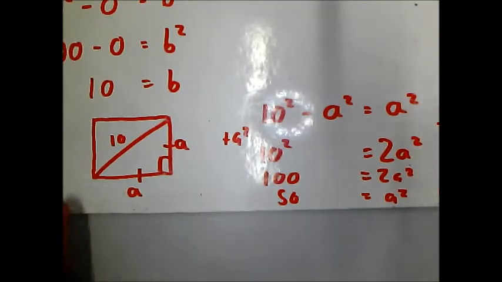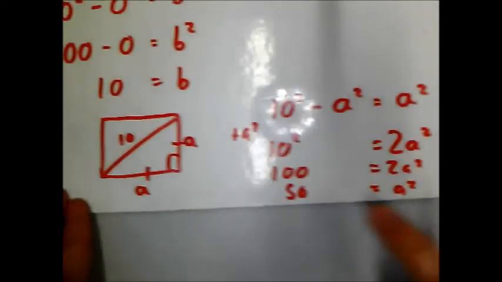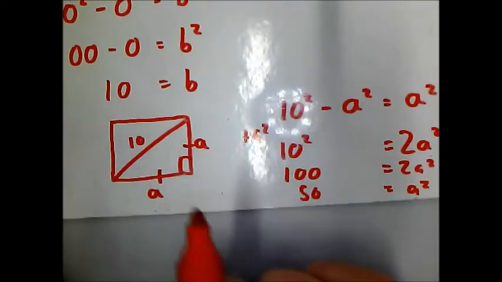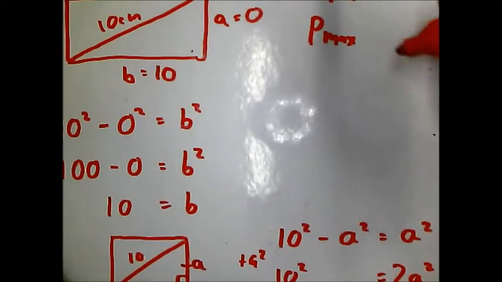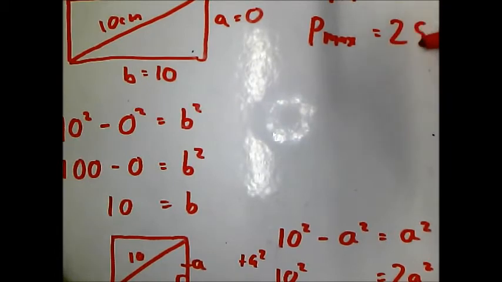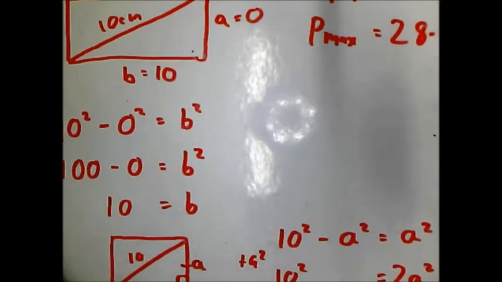So now for the perimeter, each side is 7.07, so I'm going to multiply that by 4, and my largest possible perimeter is going to be 28.28 centimetres to 2 decimal places.